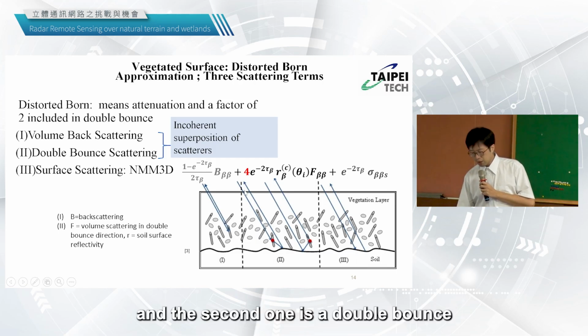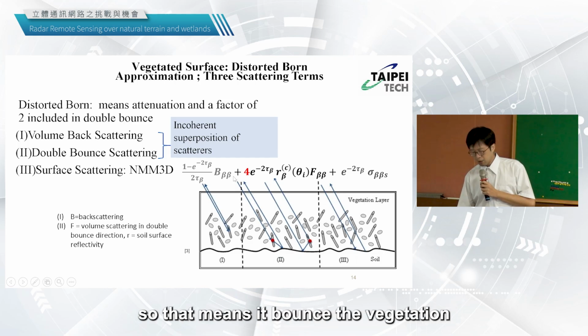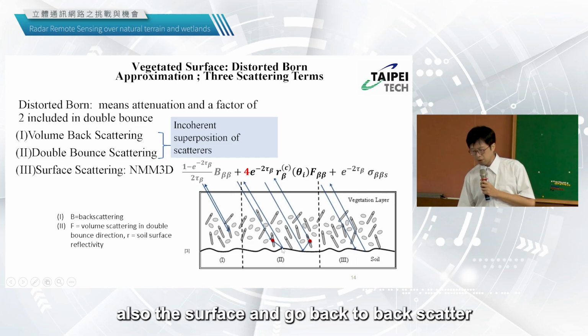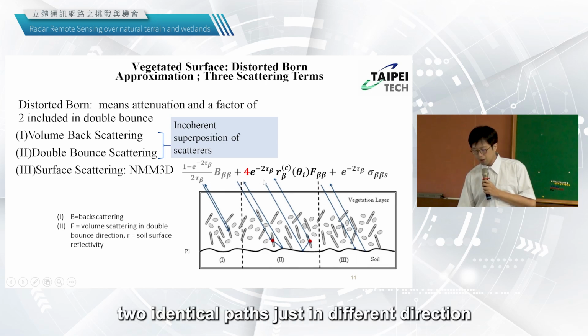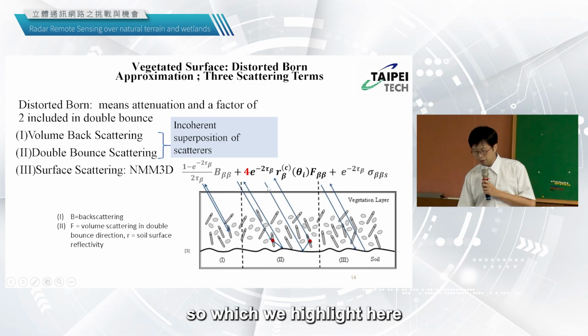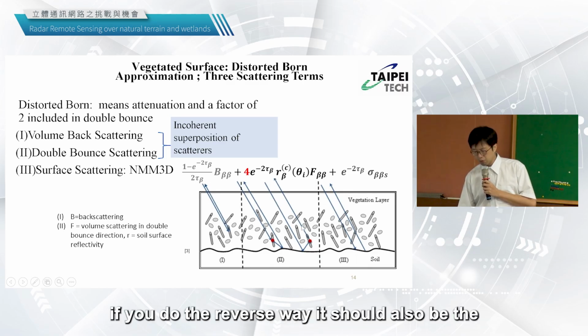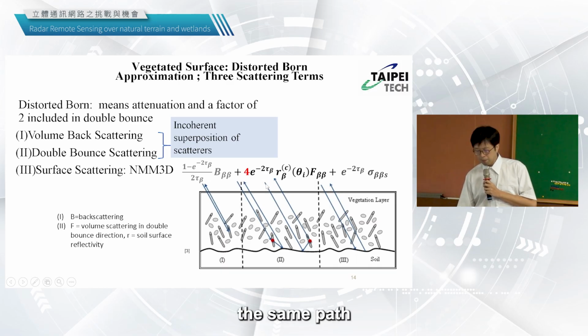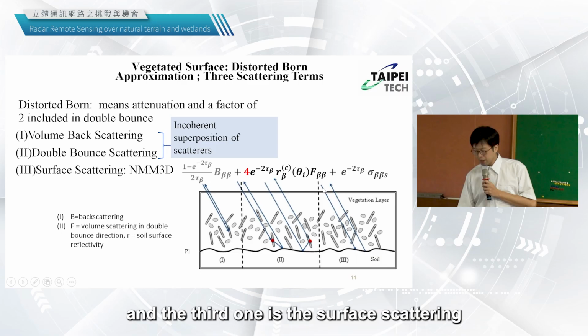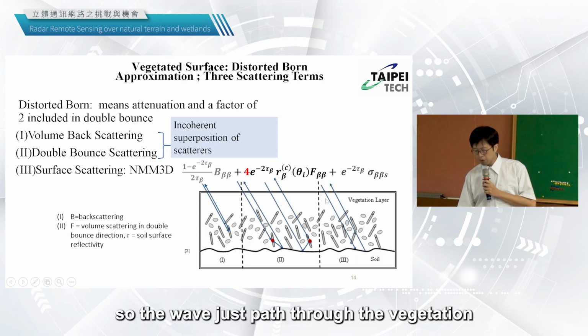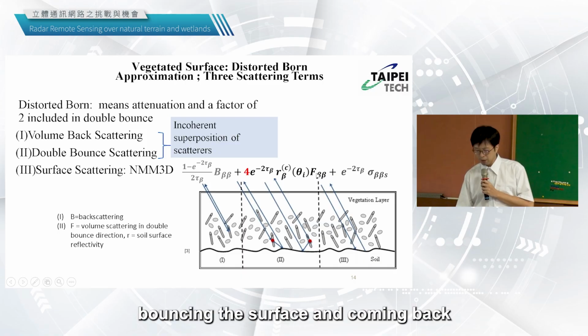And the second one is a double bounce. That means it bounces off the vegetation and also the surface, and goes back as backscattering. So there are 2 identical paths, just in different directions, which we highlight here. If you do the reverse way, it should also be the same path. And the third one is the surface scattering. So the wave just passes through the vegetation, bounces off the surface and comes back.